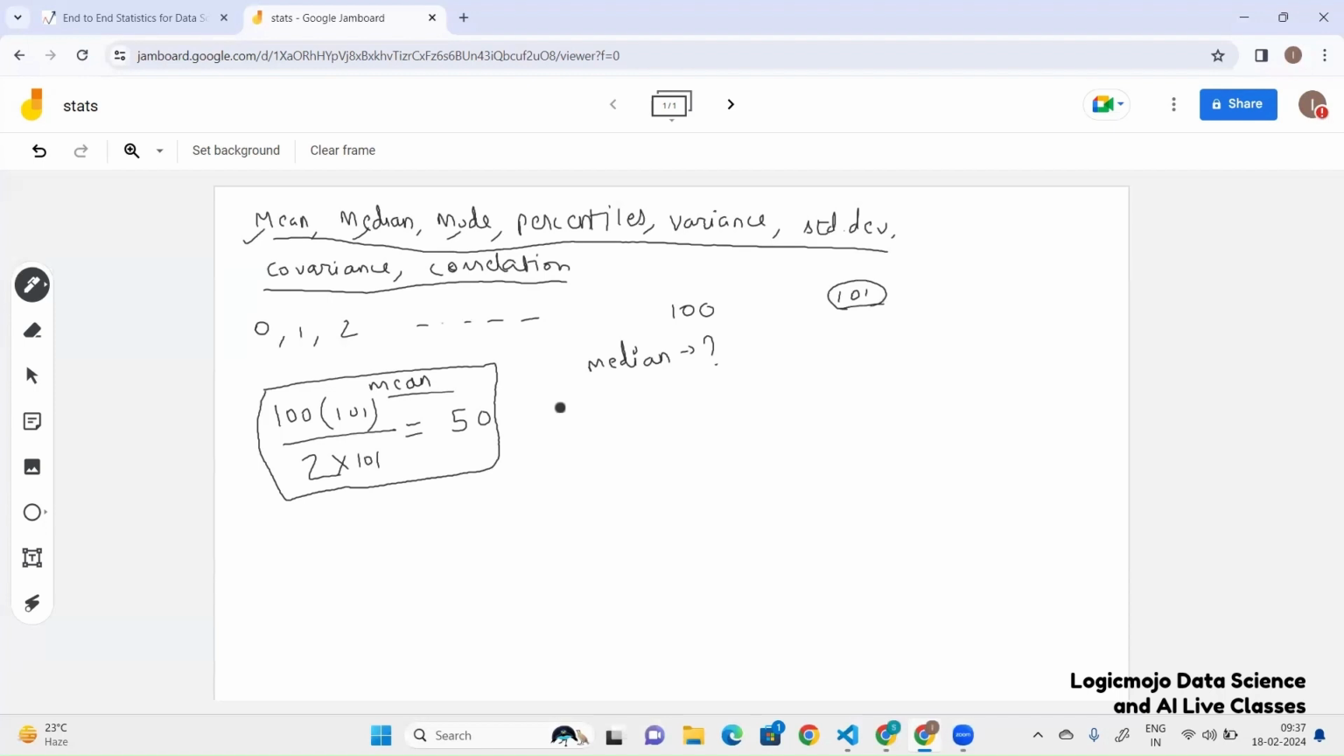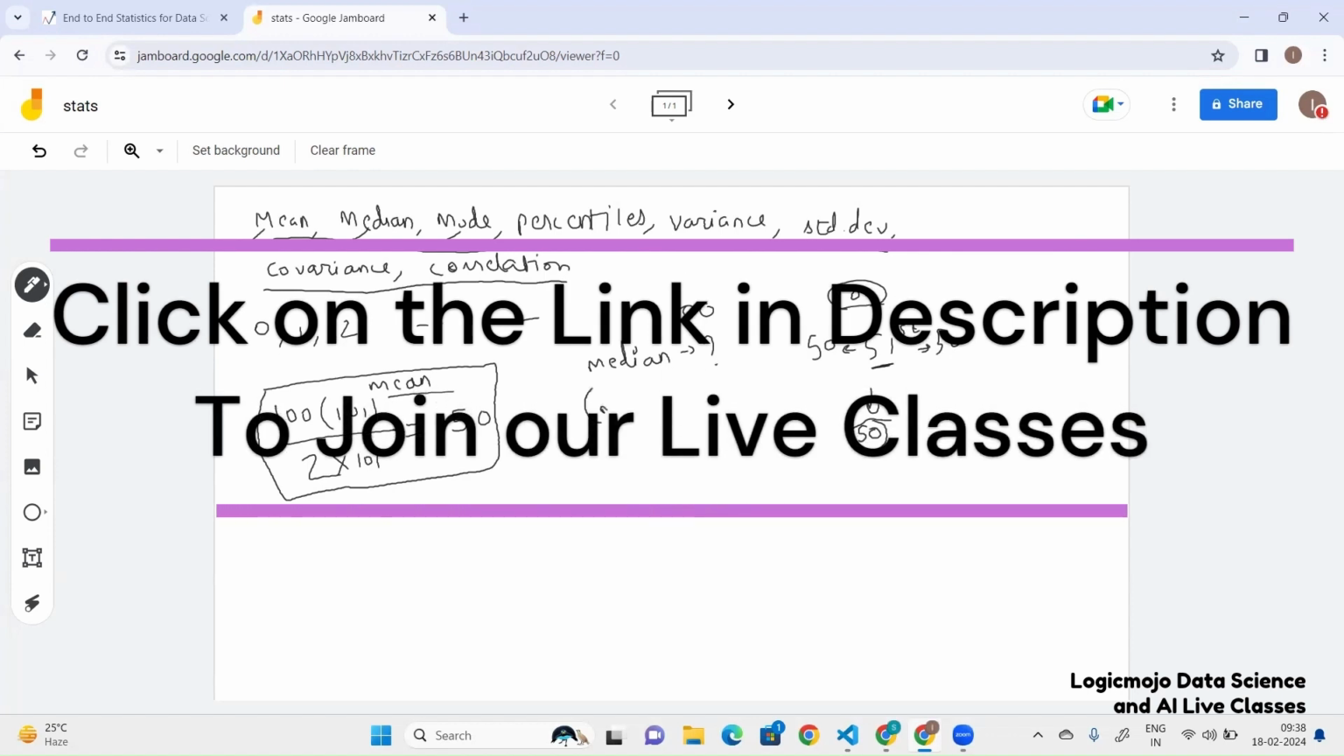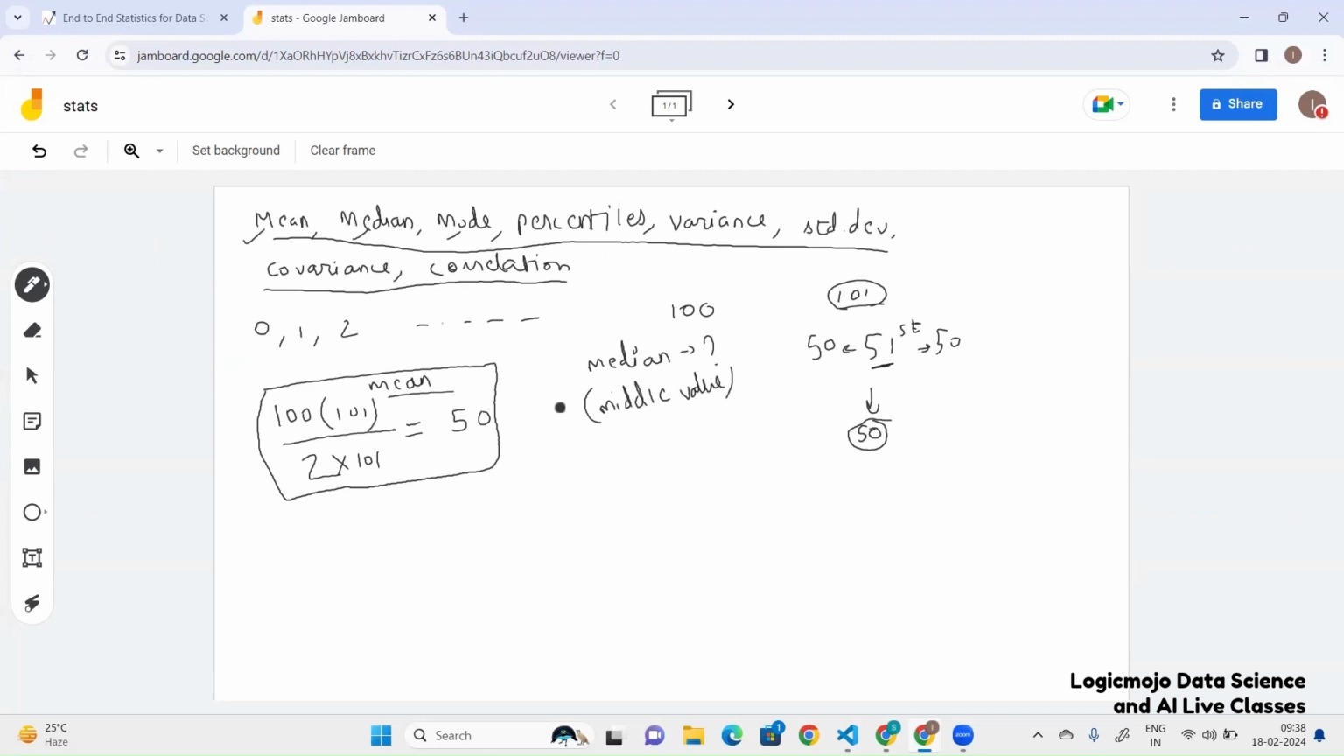What is the middle value in 101 numbers? It's the 51st value. Before this there are 50 numbers, and after this there are 50 numbers. So this is the middle value. Getting it? If I take this series, the 51st value is 50. So this is the median. Now, mode is not defined for this one.